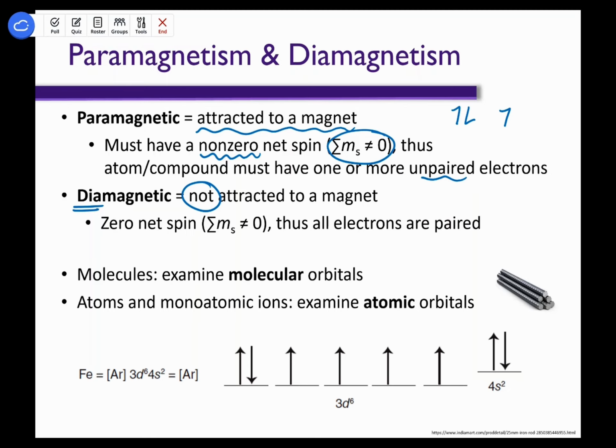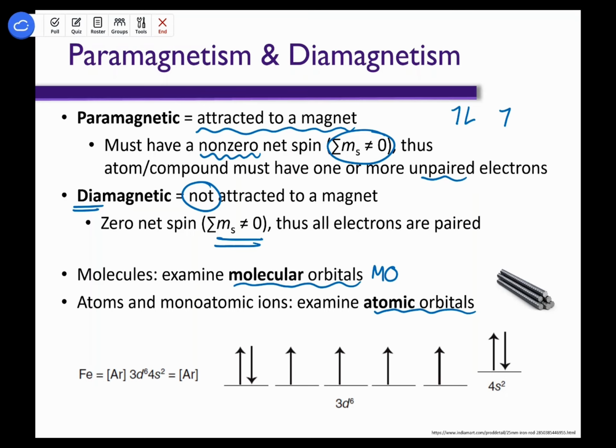Sorry, let me rephrase that. They have a 0 net spin. For every up half spin, they have a down spin. So the net sum of all those spins is 0. All the electrons are paired. When we're looking at molecules, we need to look at the electron placement in molecular orbitals. If we're looking at atoms or elements that aren't in molecules, we look at the electrons placed in atomic orbitals.